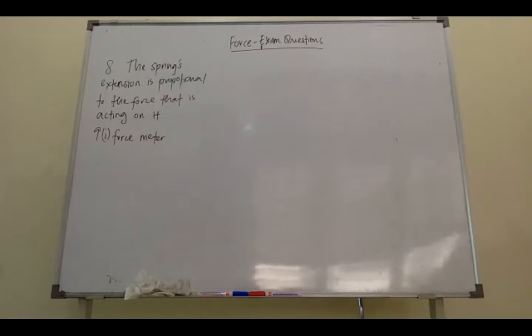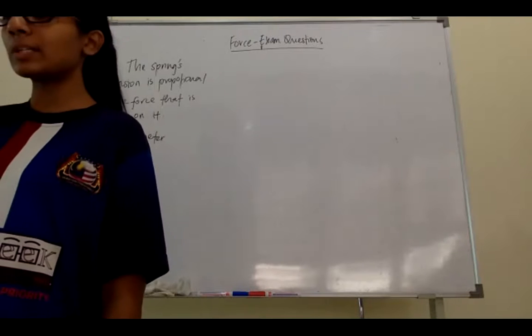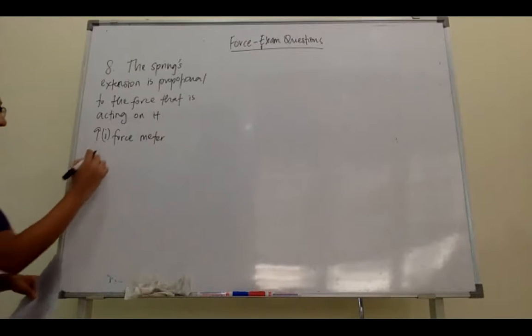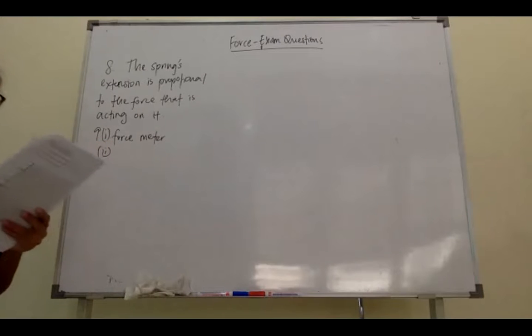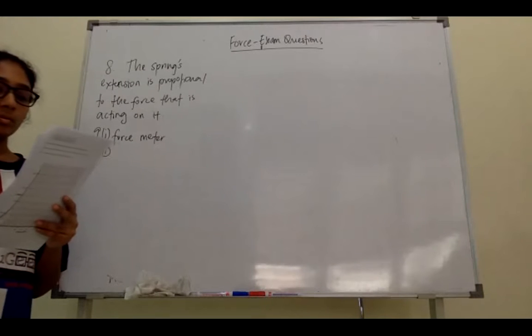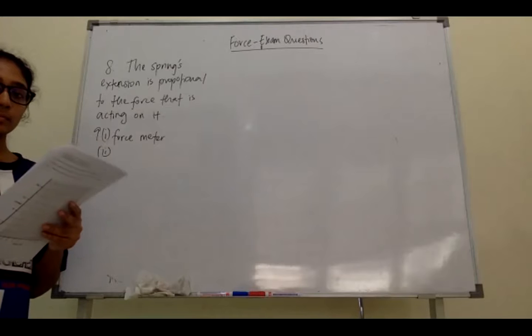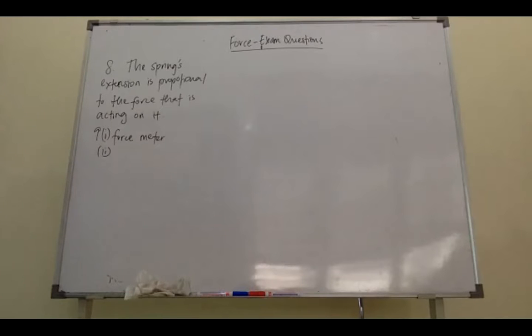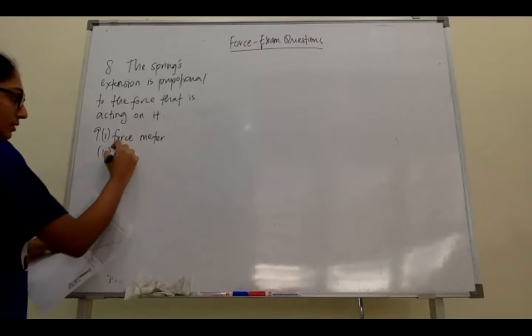Okay. Number 2, describe how the student could have measured the extension of the spring. It could have been by using a ruler. But it says describe, so how? By using a ruler, the student might have placed the ruler beside the spring and measured the length. No, you see, the question is saying, describe how the student could have measured the extension of the spring. Just measure the original length first and then you minus.